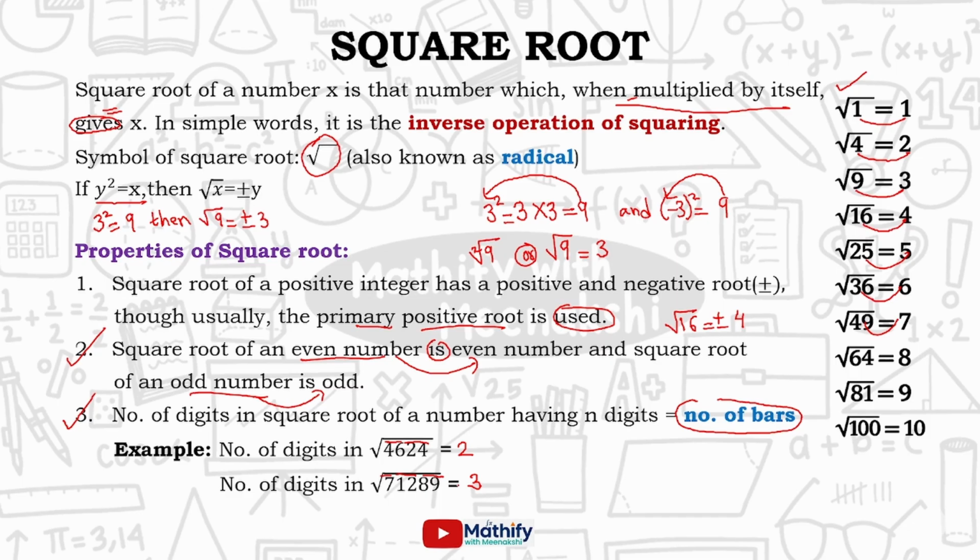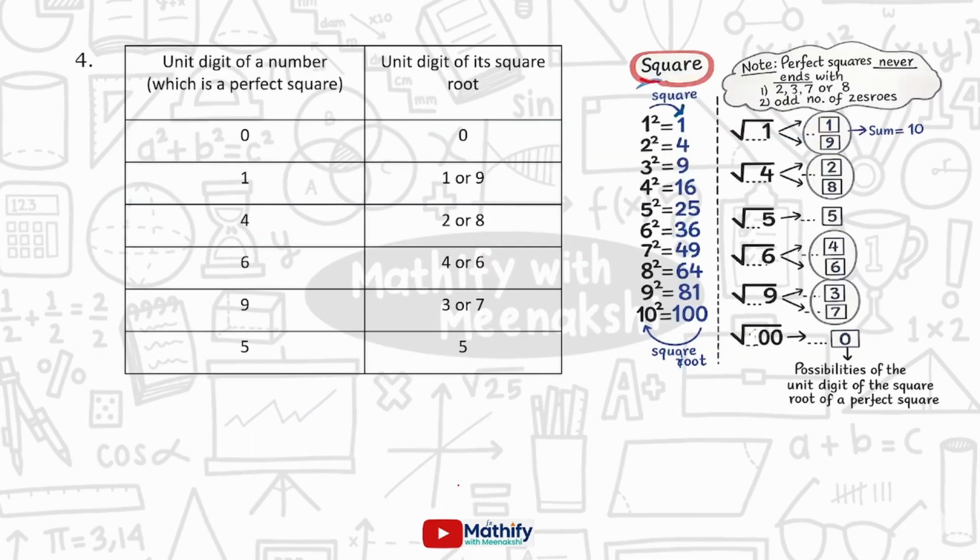Now let's move to next property. That's unit digit of a number and unit digit of its square root. That means suppose you have a square root sign I've written here and the last digit is 1. Then what you can say about the possibilities of the unit digit of the square root of this perfect square. So you should know that if a number ends with 1, as you can see here, if the number ends with 1, then its square root will end with either 9 or 1, as I've written here 1 and 9.